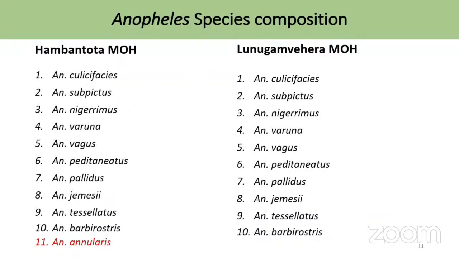Anopheles species composition. Ten species were commonly found in both Hambantota and Lunugamvehera MOH areas. Those were Anopheles culicifacies, Anopheles subpictus, Anopheles nigerrimus, Anopheles varuna, Anopheles vagus, Anopheles peditaeniatus, Anopheles pallidus, Anopheles jamesii, Anopheles tessellatus, and Anopheles barbirostris. Anopheles annularis, a potential vector, was found only in the Hambantota MOH area.